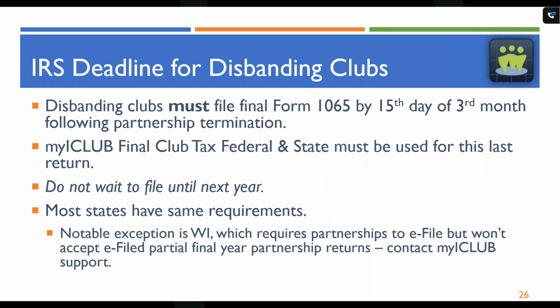Most states have the same requirement, that you file by the 15th day of the 3rd month, maybe a few the 15th day of the 4th month. So check with your state to make sure which one it is. And there is an exception. A lot of states require you to e-file those, and we found Wisconsin requires partnerships to e-file their regular returns, but they won't accept e-filed partial year final returns. So you're going to have to contact My iClub for support and get guidance on how to file a final year return for Wisconsin.